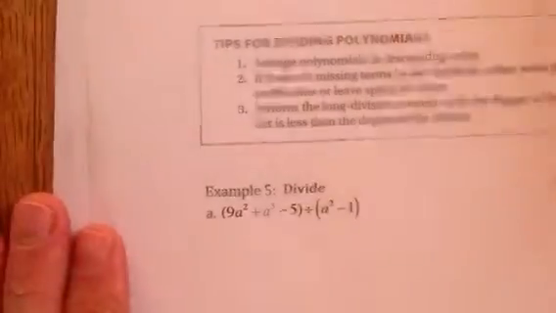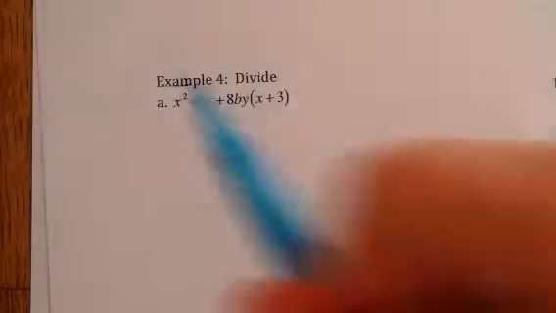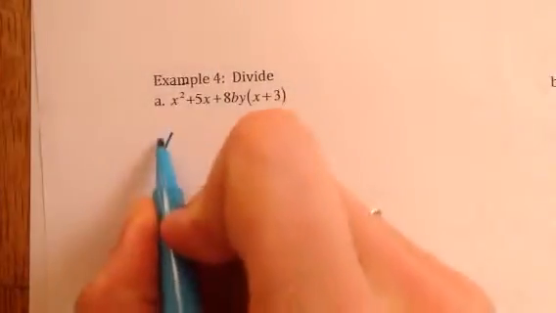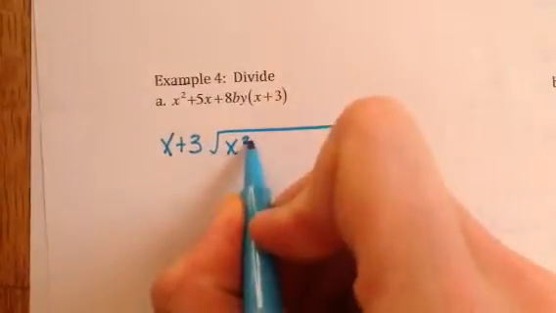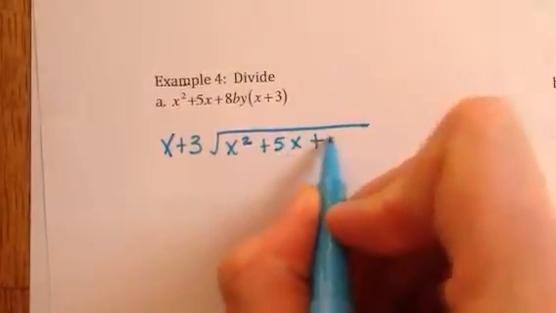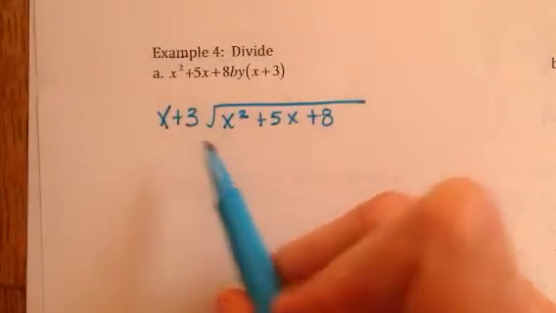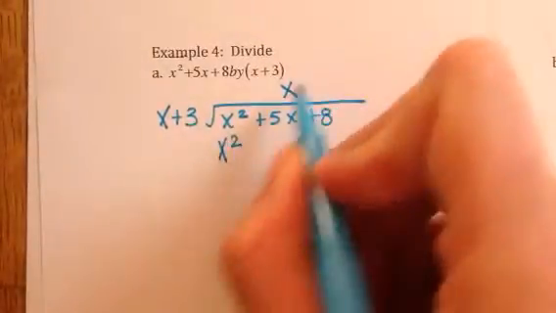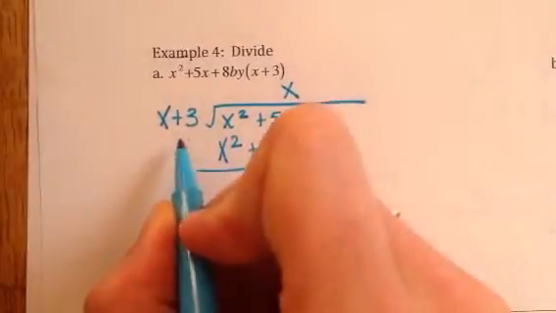Okay, let's look at example 4 now. With example 4, again I have x squared plus 5x plus 8, and I want to divide it by x plus 3. So I set up my parts. Here's my divisor. Here's my dividend, x squared plus 5x plus 8. I'm not missing any terms. And now I'm going to divide. So x times something to make x squared is x. x times x is x squared. x times 3 is 3x. And now I'm going to subtract down.